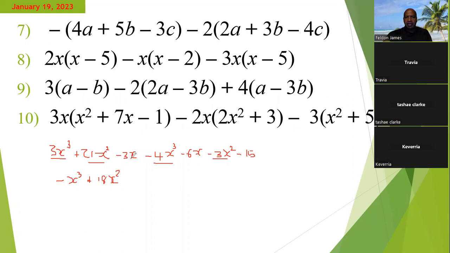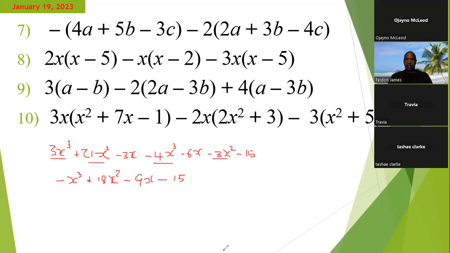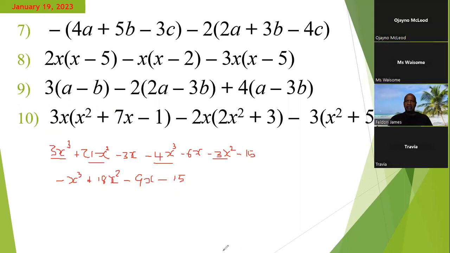In terms of the x's, we have negative 3x, and then we have negative 6x. So we add those and keep the negative sign. That gives us negative 9x. And then in terms of the numbers, we only have negative 15. So that's what we will get for our final answer. Let me see those who have actually gotten that answer correctly. All right, very good, guys.